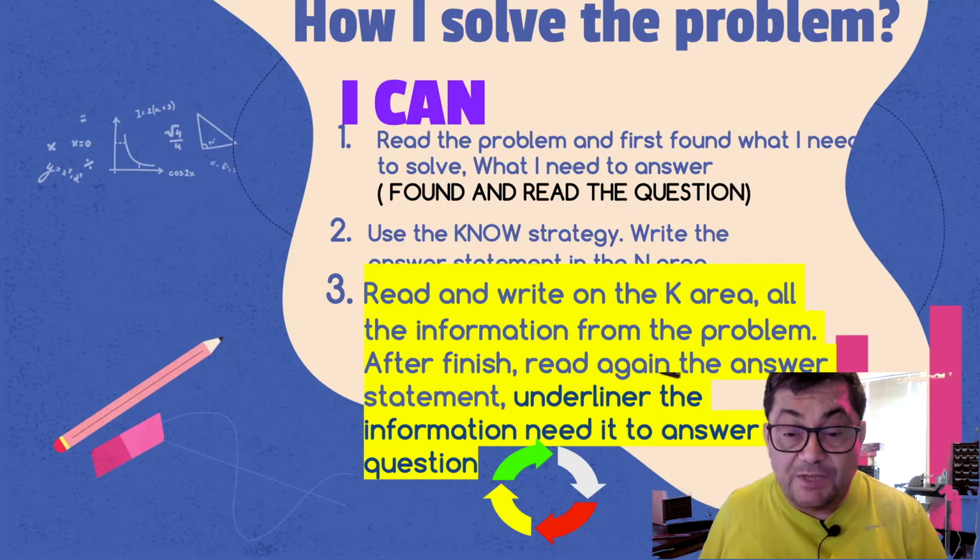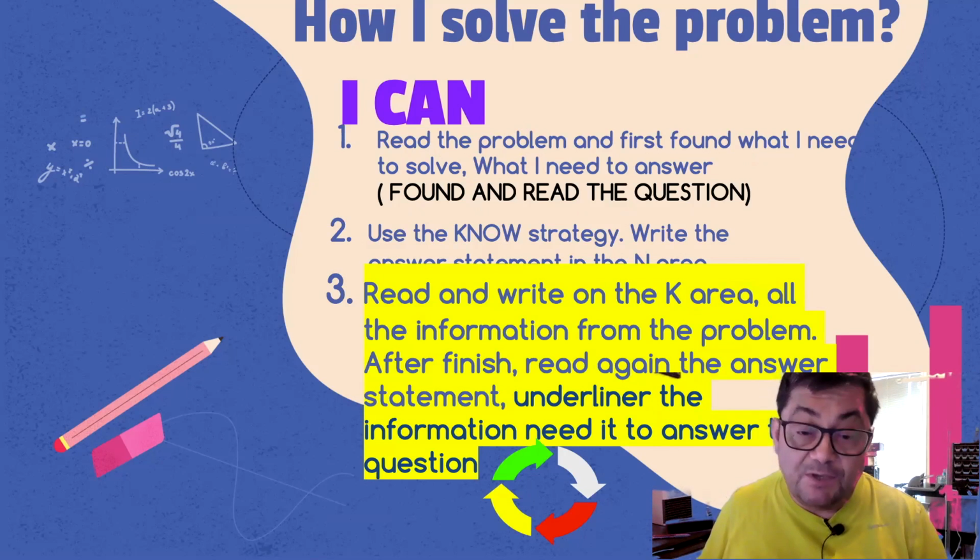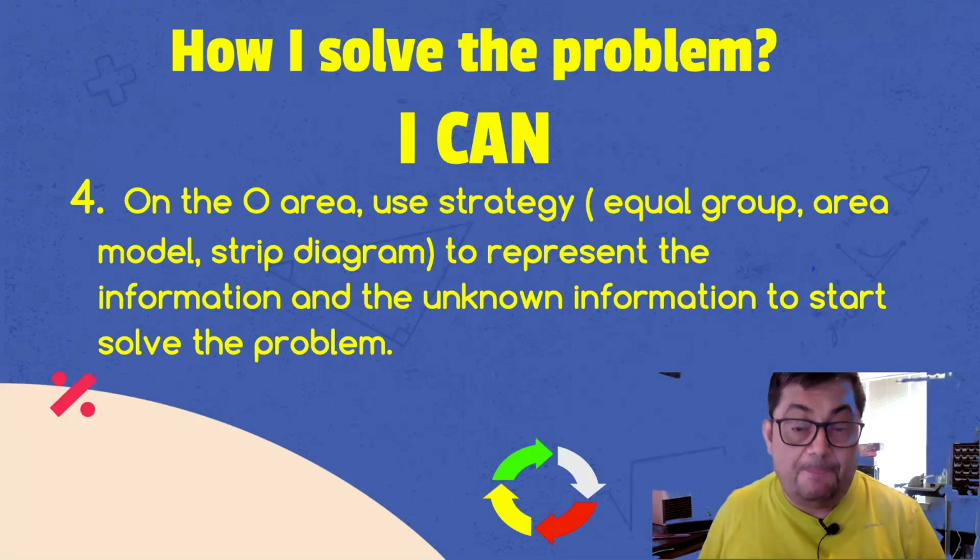After we finish, we read the answer statement again and underline the information that we need from the information we just wrote down. When we have the information, we know what we want to find. We need to put it in the O area. We use the strategy: we put information in groups, unequal groups, area, picture, or street diagram, anything that can represent the information. And we can also represent the whole, so we can start to use our multiplication to solve the problem.